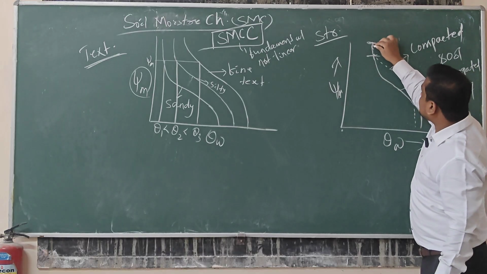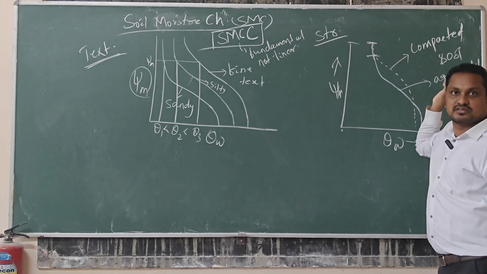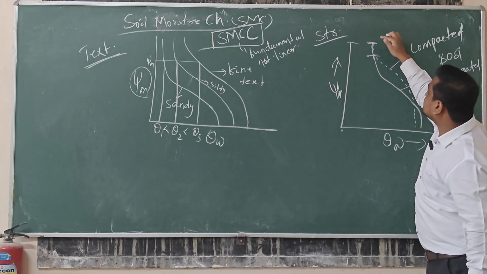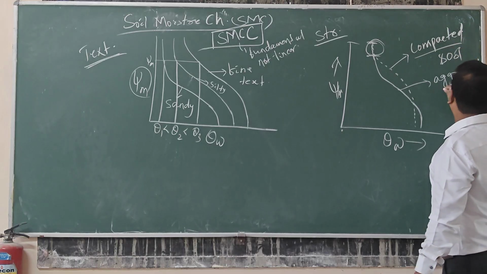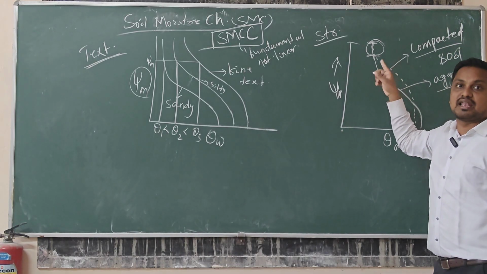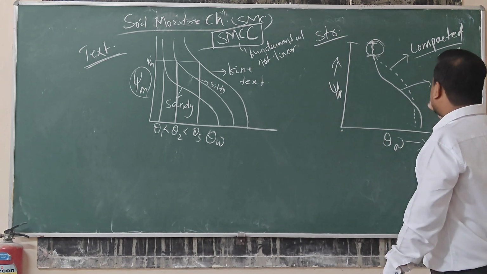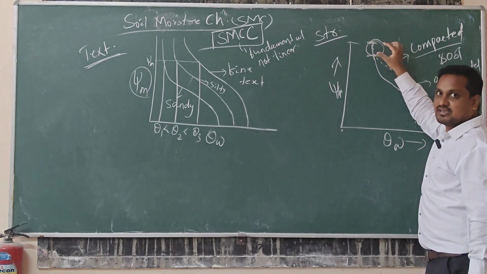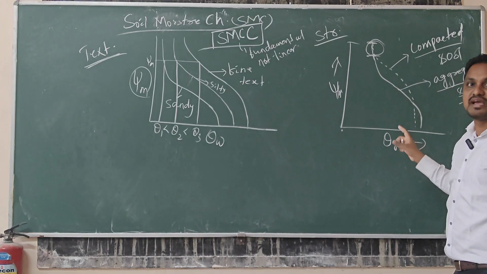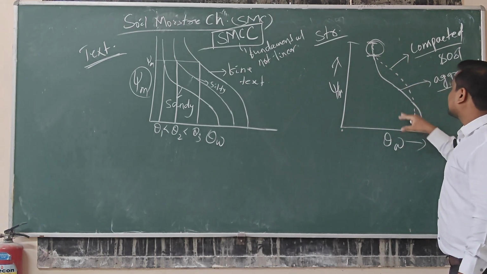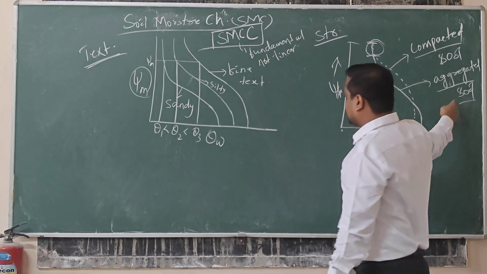You can clearly see, just see a one memory type or conceptual question. At higher suction values, here the suction value is highest, we can say open dry soil. At these higher suction values, the water content for both the compacted soil and aggregated soil is equal. Just remember, this is a very conceptual question which is most often asked. At very high suction range, the water content is the same for both compacted and aggregated soil.